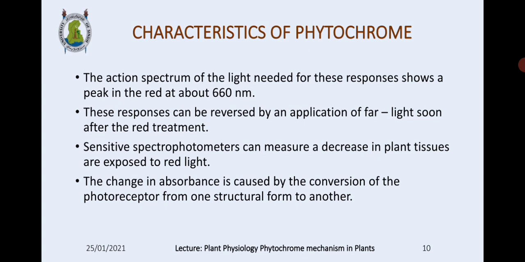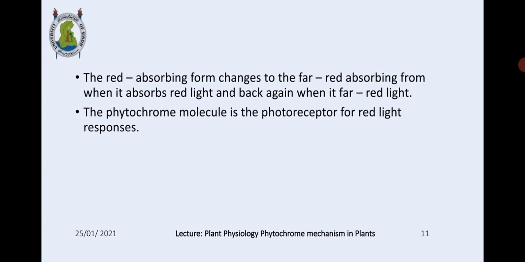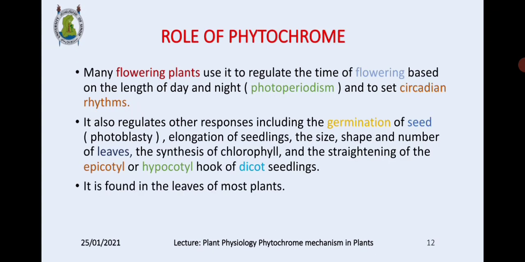So the changes in absorbance are caused by the conversion of the photoreceptor from one structural form to another. The red-absorbing form changes to the far-red-absorbing form when it absorbs red light, and back again when it absorbs far-red light. The phytochrome molecule is the photoreceptor for red light response.